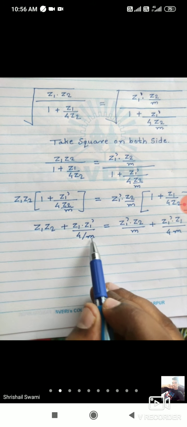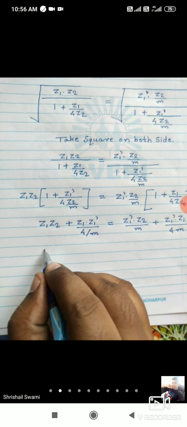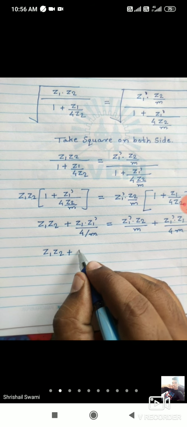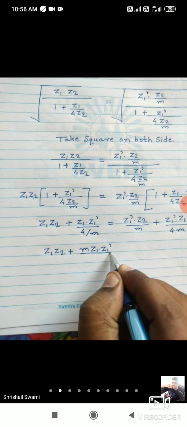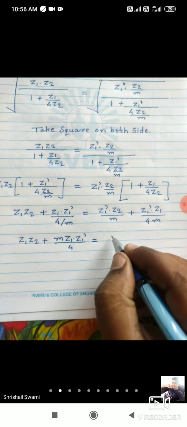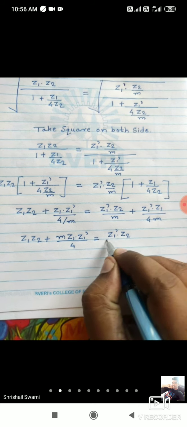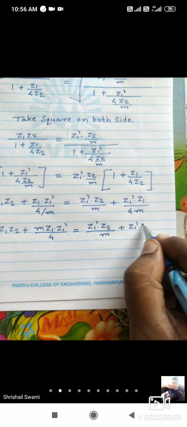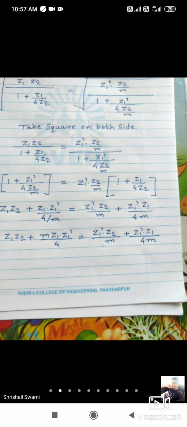So here the M will go into the numerator. So here Z1 Z2 plus M into Z1 dash divided by 4. Here it is Z1 dash into Z2 divided by M plus Z1 dash into Z1 divided by 4M.